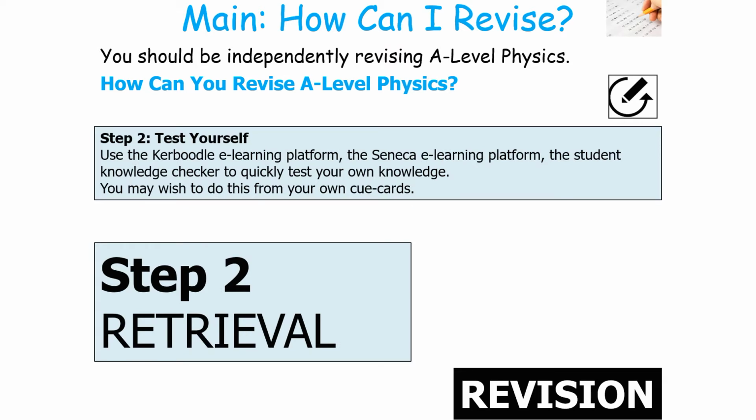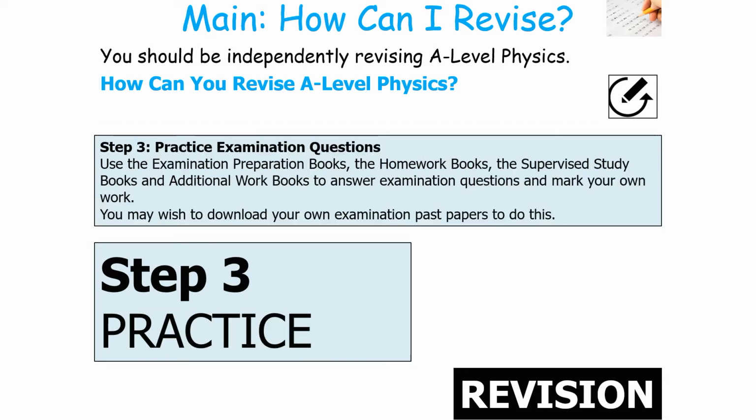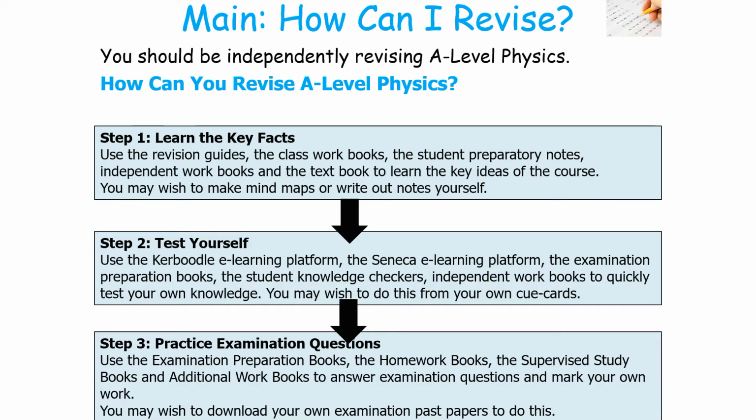The second step is to test yourself. Use e-learning platforms like Caboodle, like Seneca, like your own student knowledge checkers to quickly test your own knowledge, and you may wish to do this from your own cue cards. Then finally, step 3 is practice examination style questions. Use exam prep books, homework books, supervised study books, workbooks to answer examination questions and mark your own work, and you may wish to download your own past papers to do this. So the 3 steps of learning the key facts, testing yourself, and then practicing examination questions will allow you to adequately prepare for your AQA A-Level Physics examination.